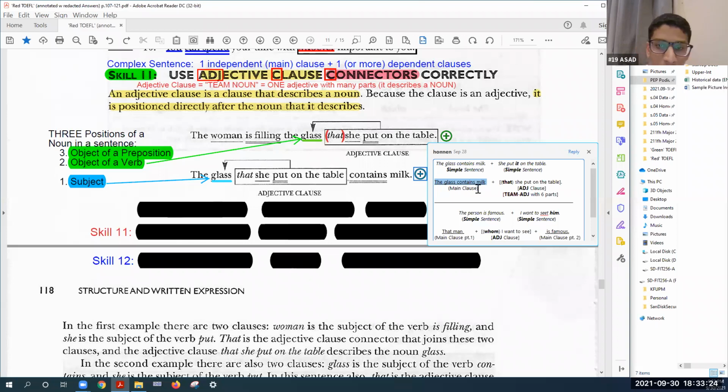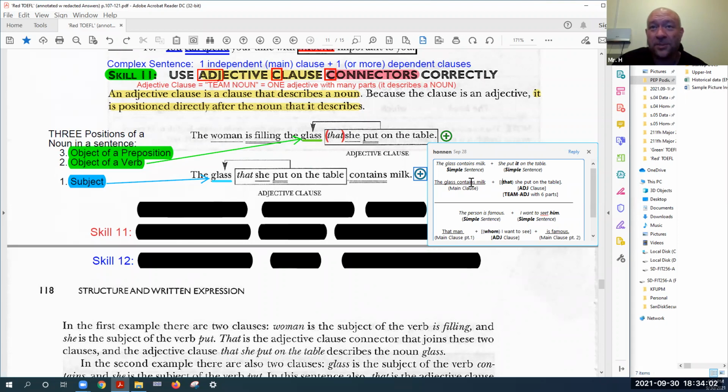Now let's join them. The glass contains milk. What is this? She put on the table. Main clause. And here, that she put on the table is the adjective clause. So now, did she put the glass on the table, or did she put the milk on the table? The glass. She put the glass on the table. So how do we join them? The glass contains milk that she put on the table.